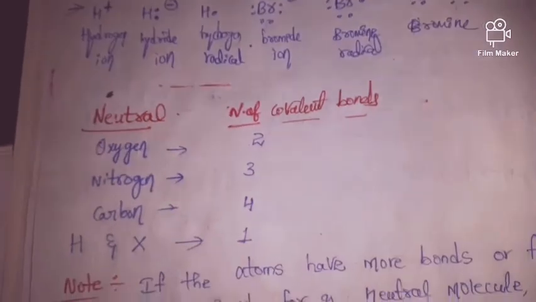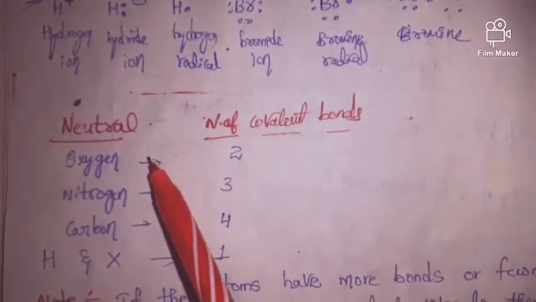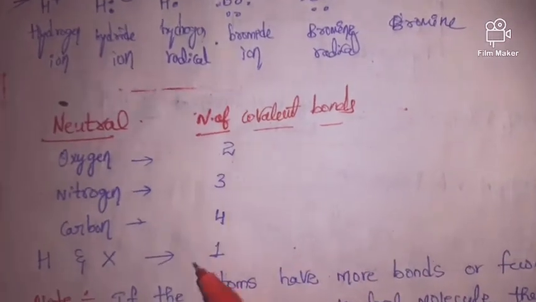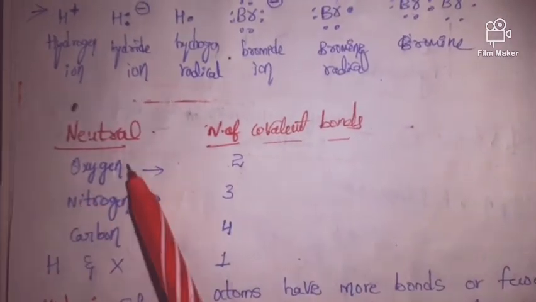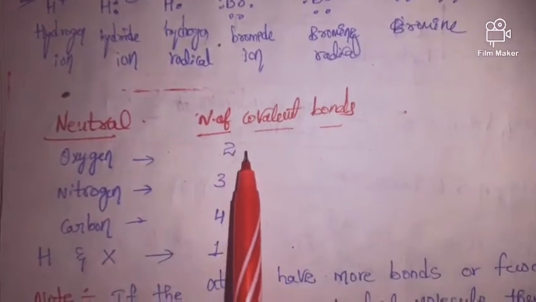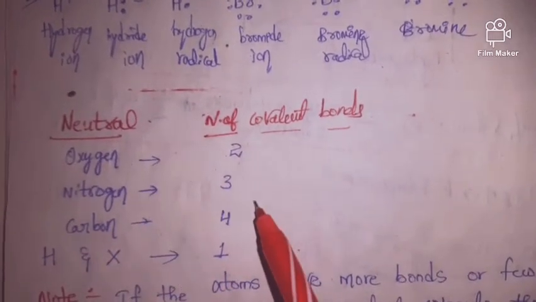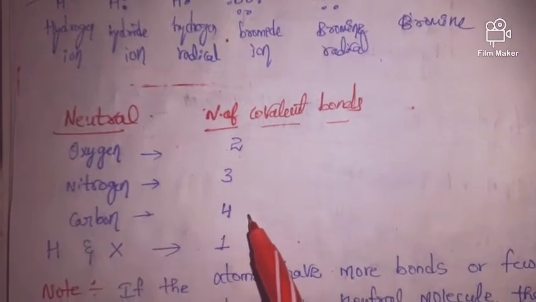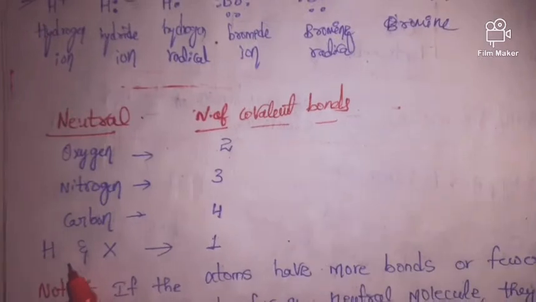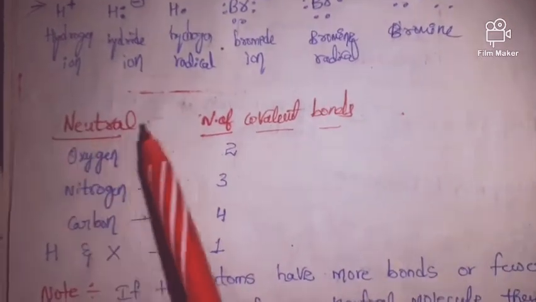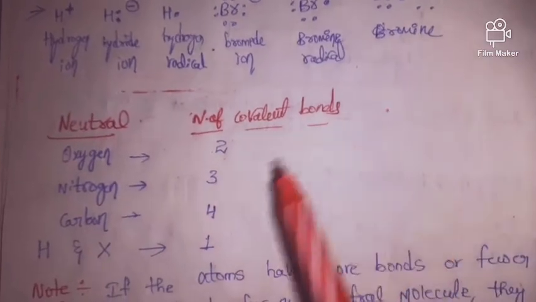Next, these are the neutral atoms and the number of covalent bonds they can form. Neutral oxygen is able to form 2 covalent bonds. Nitrogen is able to form 3 covalent bonds. Neutral carbon is able to form 4 covalent bonds. Hydrogen and halogens are able to form 1 covalent bond. Friends, this we have to remember.